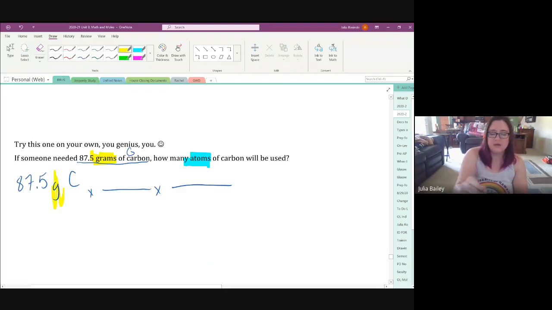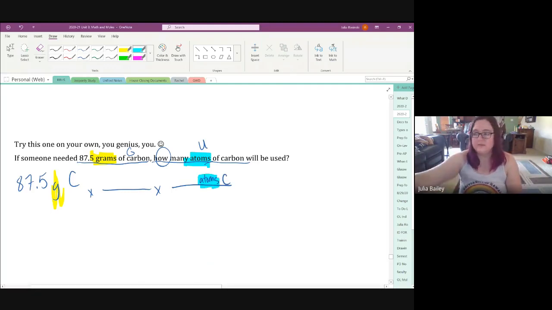Then we need to think about where our unknown goes. You're asking how many atoms of carbon. There's your question word right there telling you this is the unknown they're asking for. Unknown always goes on top at the end, wherever that is. So we put it in there.